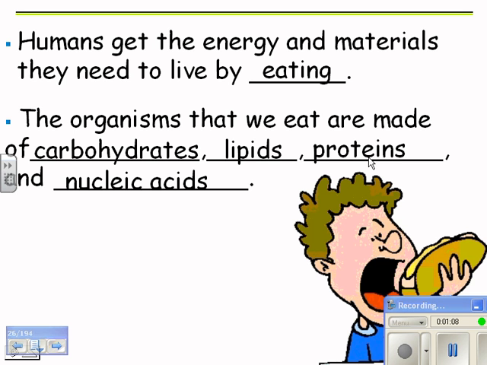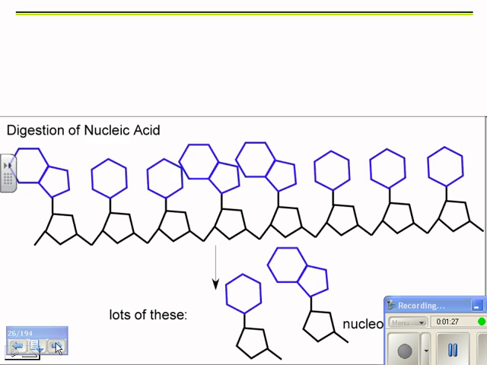Carbohydrates, lipids, and proteins will show up on your food labels, like on your cereal box. Carbohydrates might be listed as simple sugars and more complex sugars. Lipids will be listed as fats, and the protein will be listed as protein. You won't see nucleic acids on the list, but they are in everything.